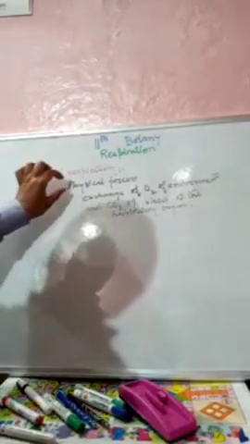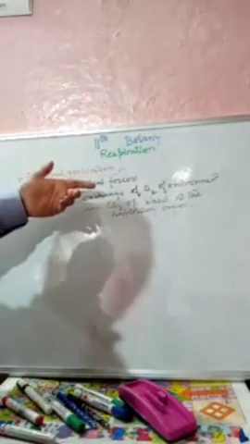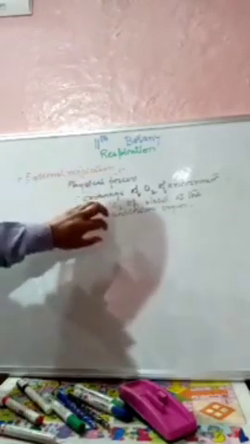So what do we mean by this? External respiration is simply the physical process where there is an exchange of oxygen of the environment and carbon dioxide of the blood at the respiratory organ.